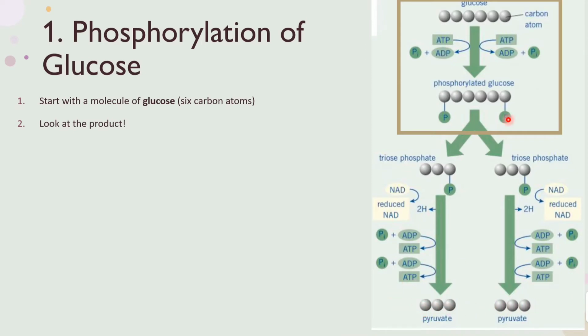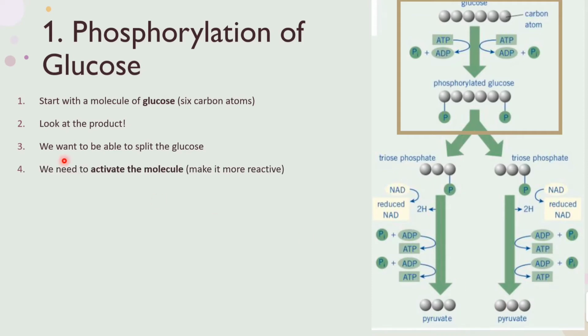And as we start with a 6 carbon atom glucose, this means that we have to be able to split this glucose in 2, because we're ending with 2 3 carbon molecules. So we have to be able to split this glucose. However, we need to activate the glucose to make it more reactive, because we cannot just simply split this glucose. It is not reactive enough to be able to split. So we're going to need to activate this glucose to make it more reactive, so we're able to split it into these 2 3 carbon molecules to eventually get our product.